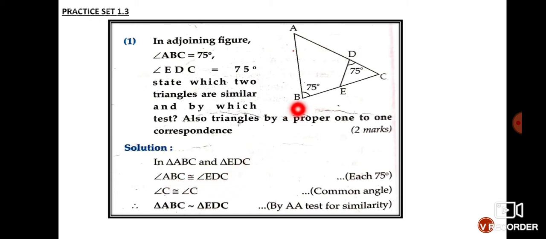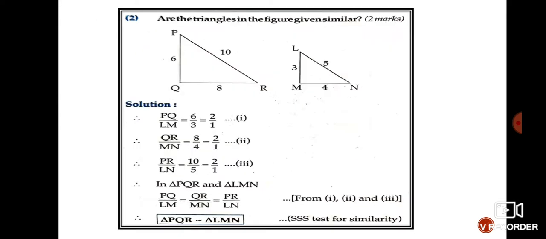Again let's look at the figure very carefully. In triangle ABC you have angle C and in triangle EDC also you have your C. That means this C is an angle common to both triangles. So we say angle C is congruent to angle C. So in the two triangles, you have B congruent to D and C congruent to C. So the two triangles are similar by AA test of similarity.